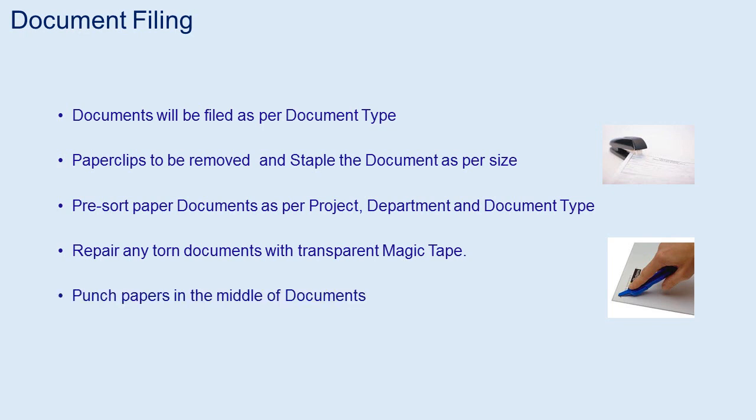Punch paper in the middle of documents. In a hurry, most people don't use the standard mark on the punching machine to punch holes on the documents, and the result is the whole folder of paper gets misaligned, and as a result there is damage to everything you have filed.